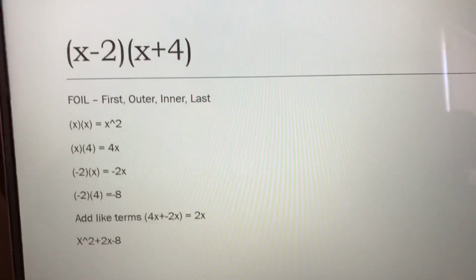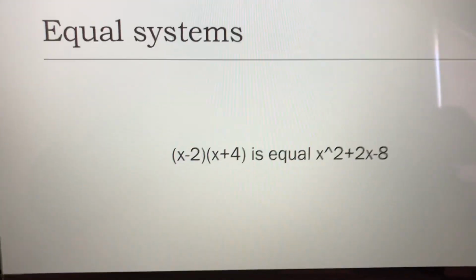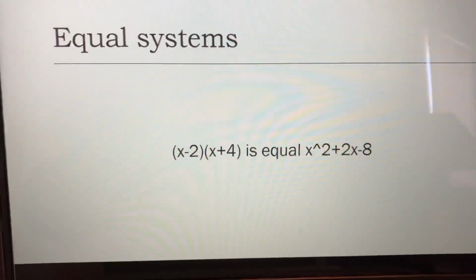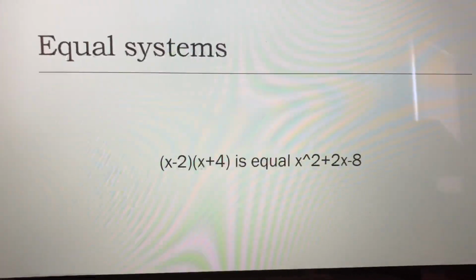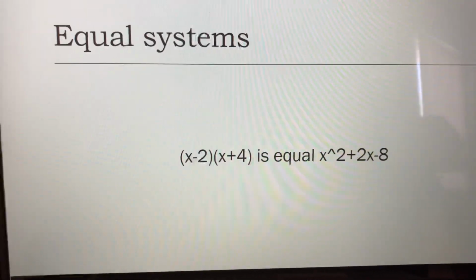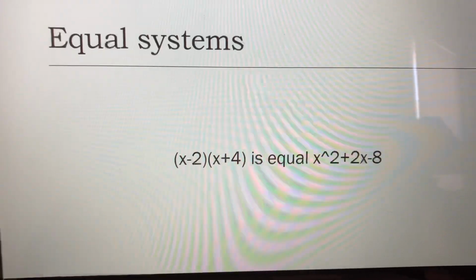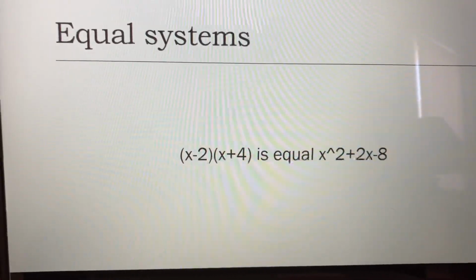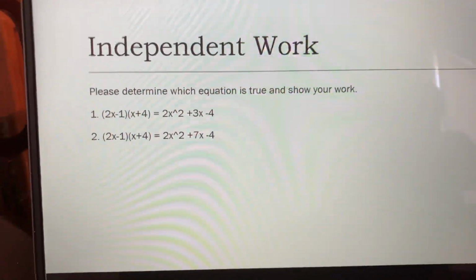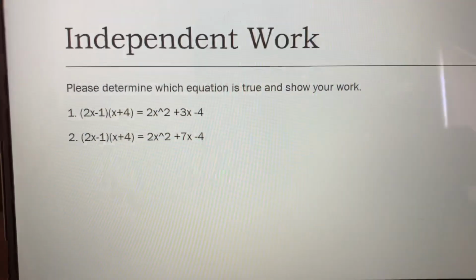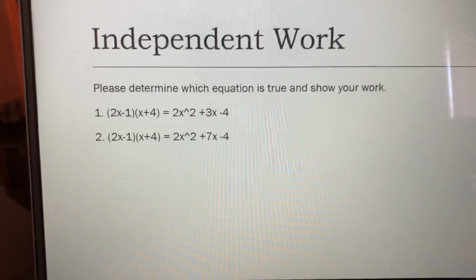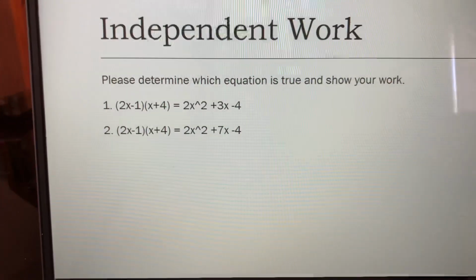So now we've got our equal expressions. Remember our state standard, we're going to be identifying expressions here. So x minus 2 times x plus 4 is the same as x squared plus 2x minus 8. So now I have it stated here as independent work because you're going to be doing this, but we're actually going to be doing it together. We're going to walk through it together.